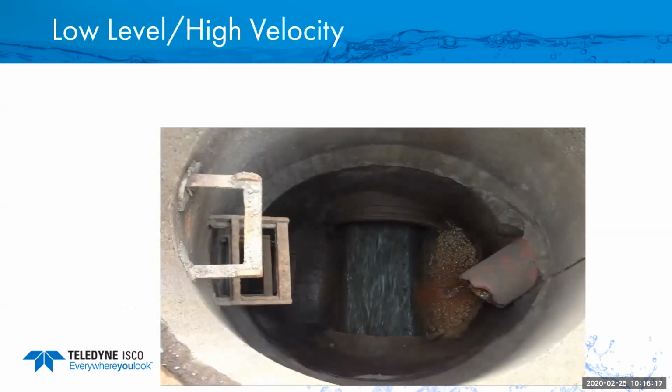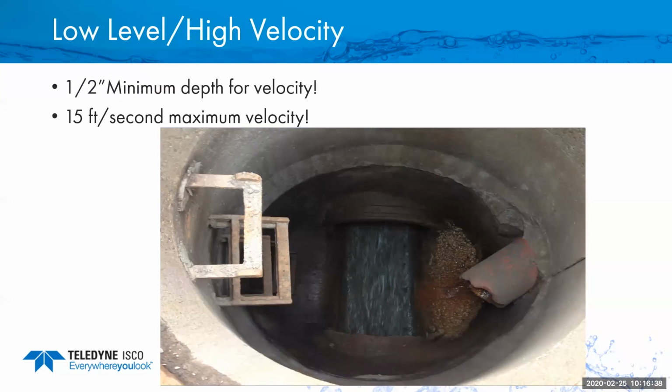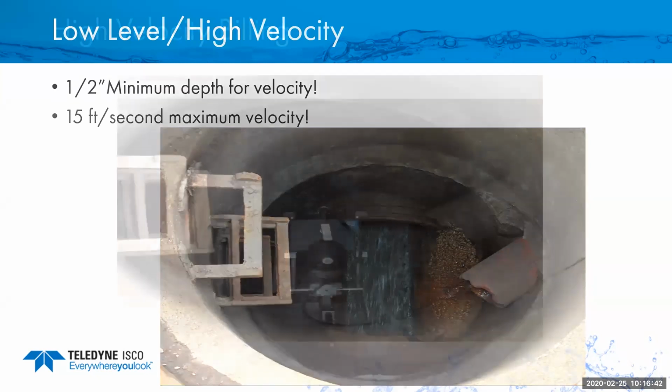So let's look at some pictures here. This is a low-level high velocity. This is Duluth, Minnesota. It's coming off the bluff, and that water is moving through there. They've tried to measure that flow, and we're unsuccessful with the traditional area velocity. You just couldn't put anything in there. The laser is spec'd at a ½ an inch minimum for velocity, and we can read up to 15 feet per second for maximum velocity.